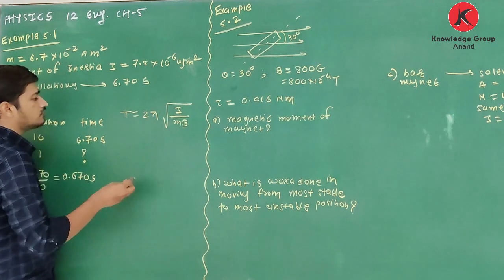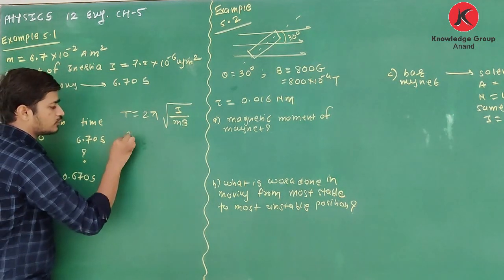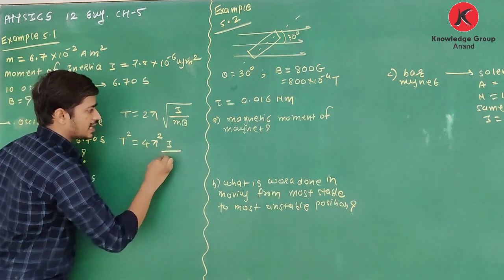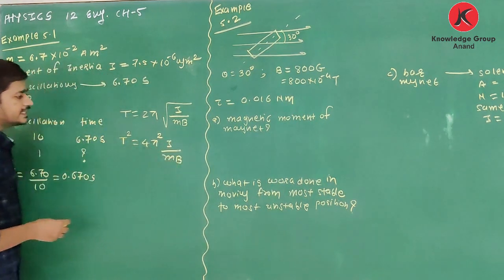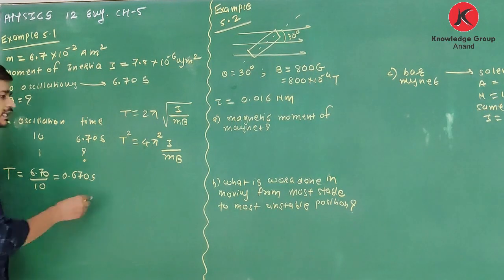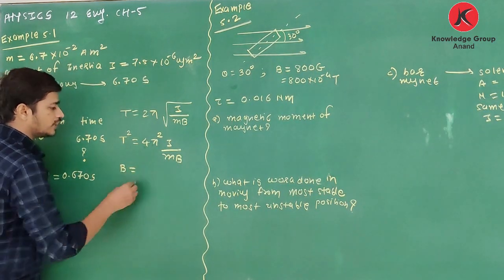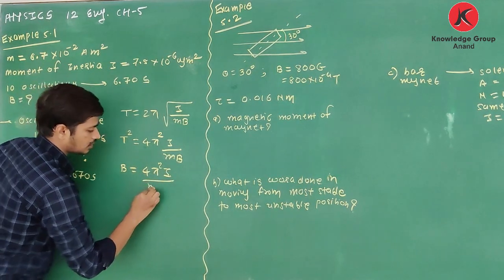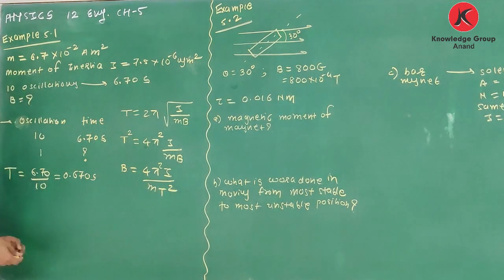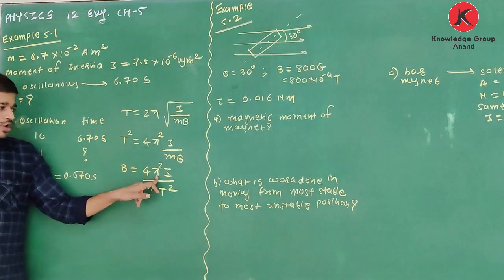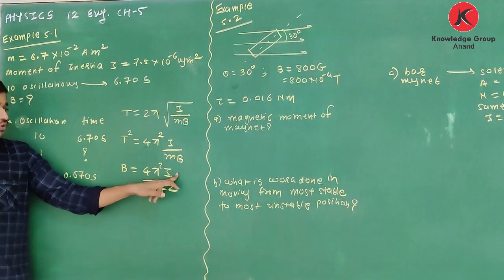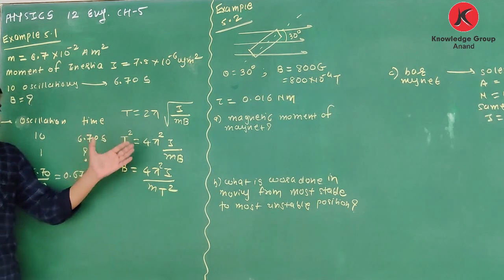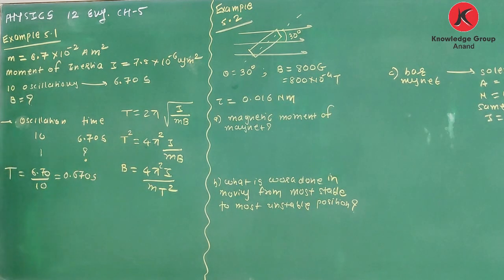See, you have to find B. So we will make it the subject. First of all, we will take the square on both sides. So T square is equal to 4 pi square I upon MB. What we have to find is B, so to make it the subject, B is equal to 4 pi square I upon M T square. Clear about this? You know the value of pi, you know the value of I, the moment of inertia, M is given, T is also given, so you can easily find the answer.